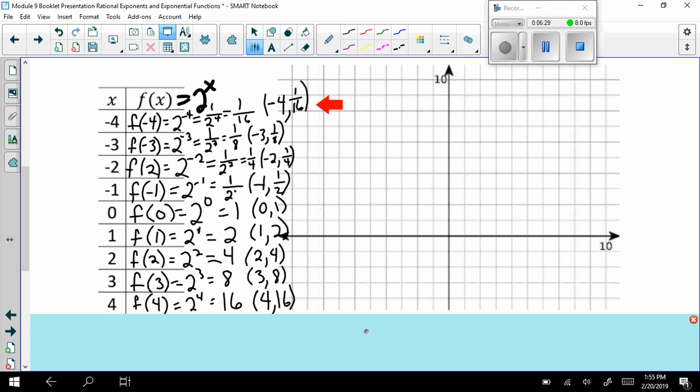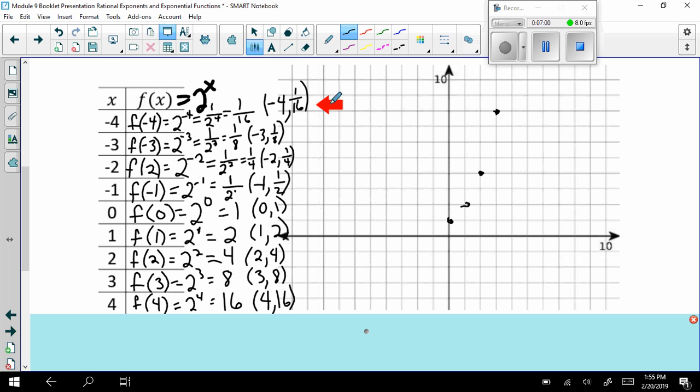So I'm going to do 0, 1, 1, 2. Almost forgot that one. 2, 4, so 2 to the right and up 4. 3, 8, so 3 to the right, 1, 2, 3, 4, 5, 6, 7, 8. 4, 16 would be off my graph.